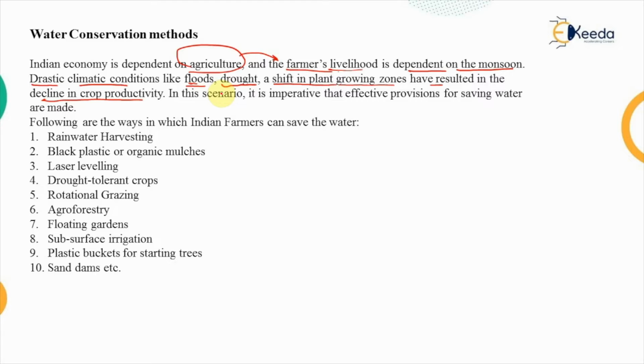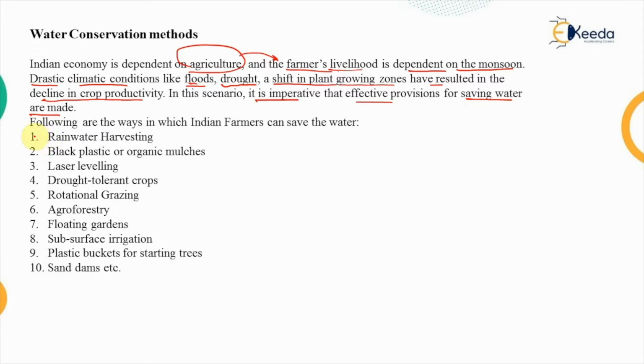And to ensure that none of this happens, it is very imperative that effective provisions for saving water are made, because as we know, water is becoming scarce nowadays. So to ensure a sufficient amount for each and every one of us, it is our duty to conserve water. There are different ways in which water can be conserved. Out of those, the most familiar methods used by Indian farmers are as follows.